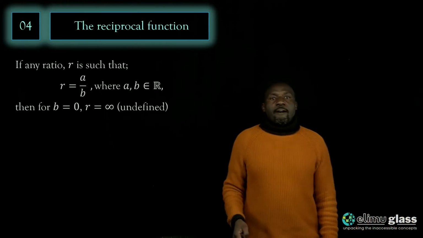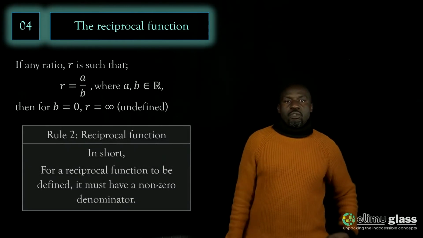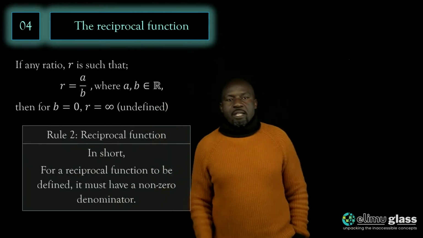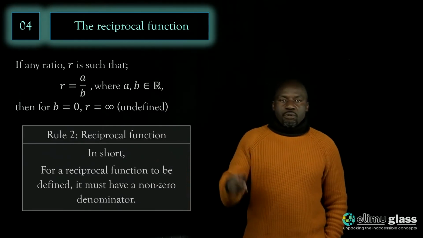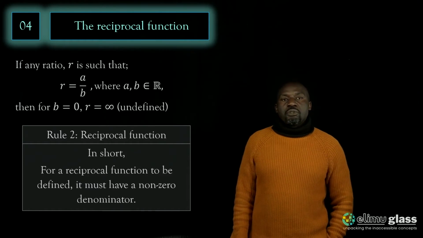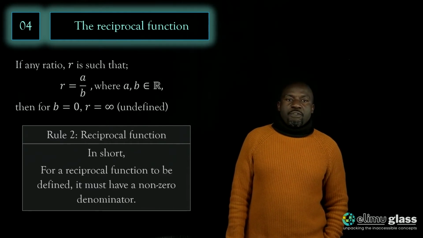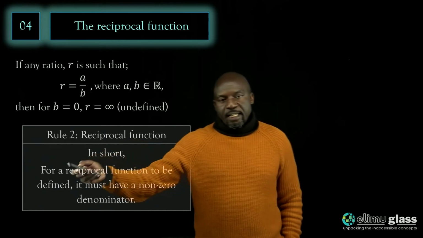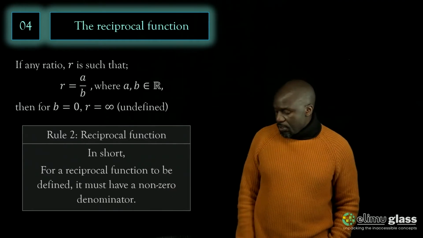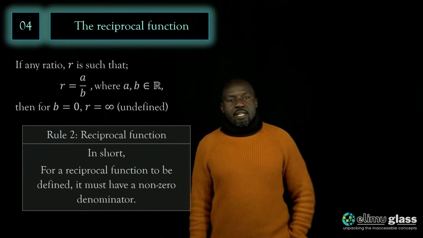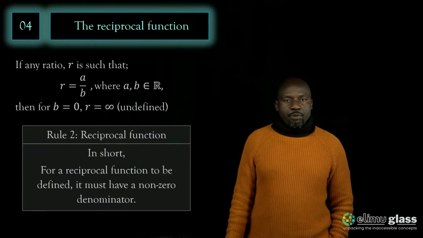Okay, so let's use that rule. This is rule number 2. Remember rule number 1 relating to square root functions. So rule number 2 will relate to reciprocal functions. And it says, for a reciprocal function to be defined, it must have a non-zero denominator. So the denominator must be non-zero for it to be a defined reciprocal function.